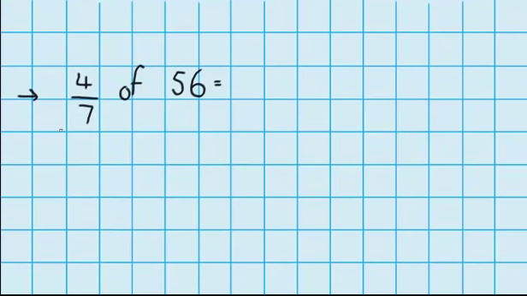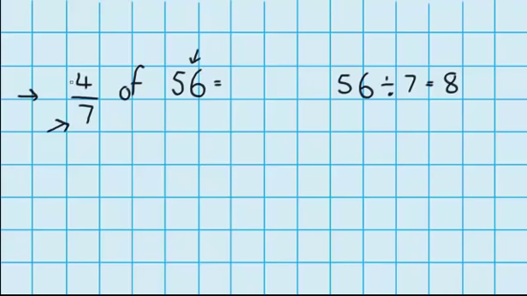So in my head, I'm imagining a cake which is split into 7 pieces, and I'm going to need to share these 56 candles around those 7 pieces of cake. So I can do that using division. 56 candles shared between 7 pieces of cake means there must be 8 candles on each piece of cake.